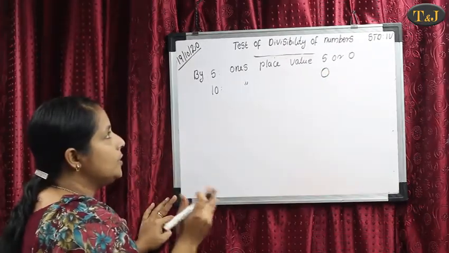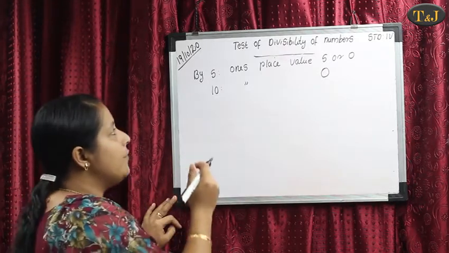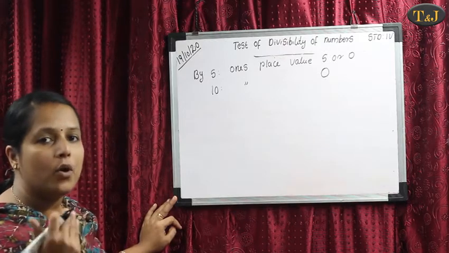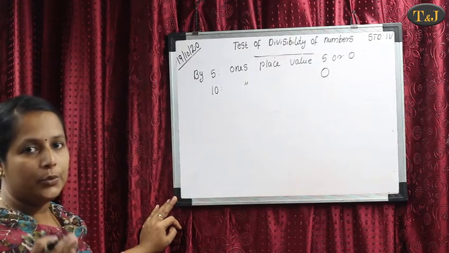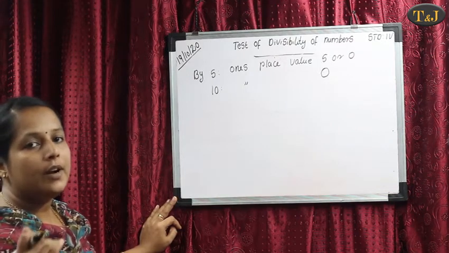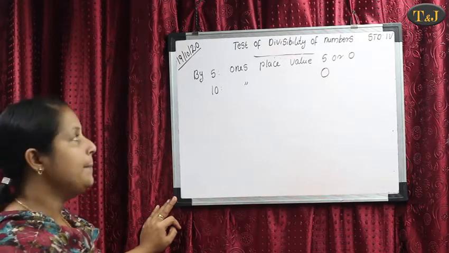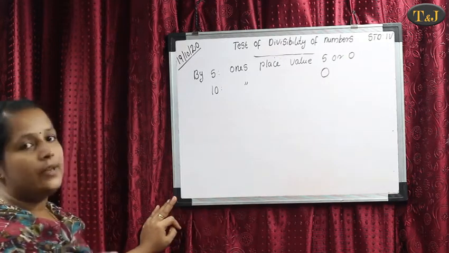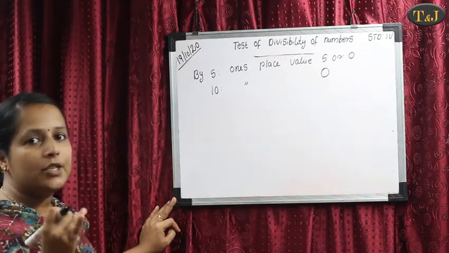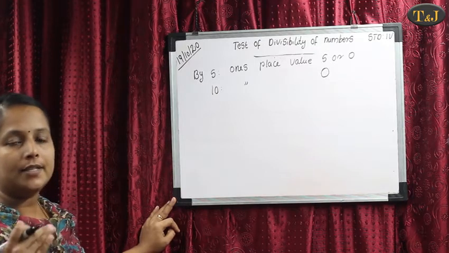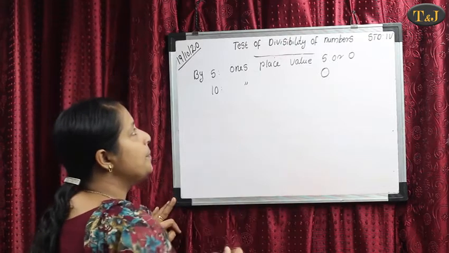Okay. Then the test of divisibility by 5 and 10. The condition is that for 5, the ones place value is 5 or 0. That means in our 5's table, 5, 10, 15, 20, etc., in order, the ones place values are 0 or 5. That case is 5's divisibility. And for 10, the ones place value is only 0. That means in our 10's table, the values are 10, 20, 30, 40, etc., and the ones place value is 0. In that case, it is divisible by the number 10.